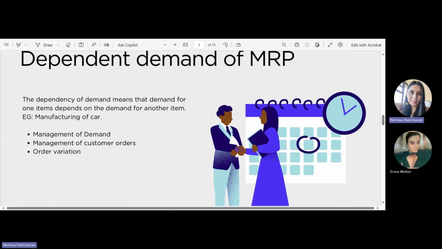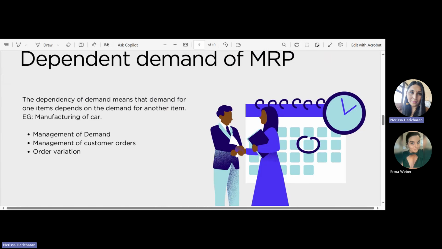Then when we look at management of customer orders, your customer orders are those firm, real orders that have been placed by the customer with your business. These orders are in an order book that can be changing. It's important to make sure that you comply with these specific orders, because the management of demand forms part of the input into your MRP.